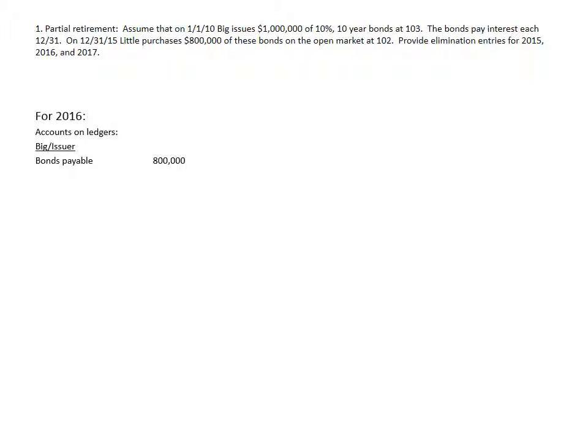Okay, let's go ahead and go on to year 2. For 2016, again, let's make our list of the accounts on the ledgers. The bonds payable balance is $800,000 still. The premium on bonds is being amortized.